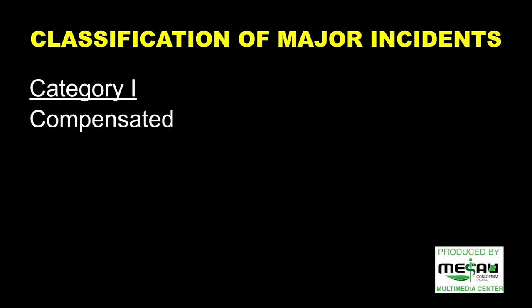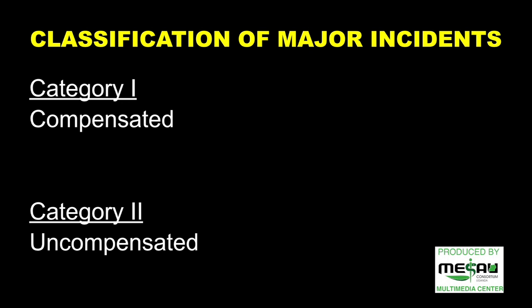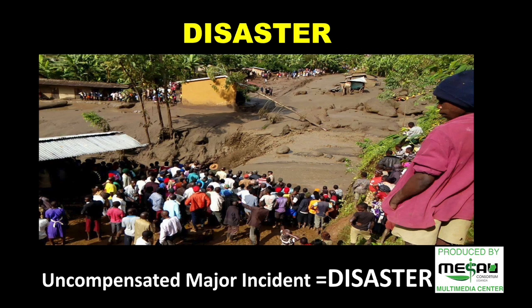On the other hand, if it stretches longer than that, and the resources currently are not enough, and you need more people, more personnel, more resources, then you get an uncompensated major incident. Now, it can escalate further to when an emergency suddenly is uncompensated and is affecting the system grossly, such that you need resources from beyond what is there, you get a disaster.